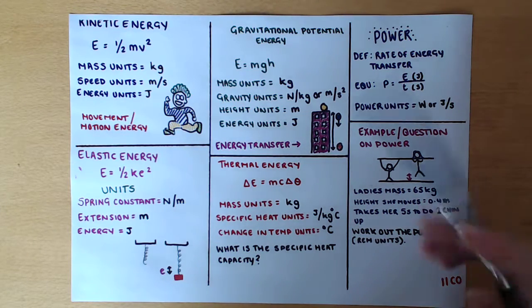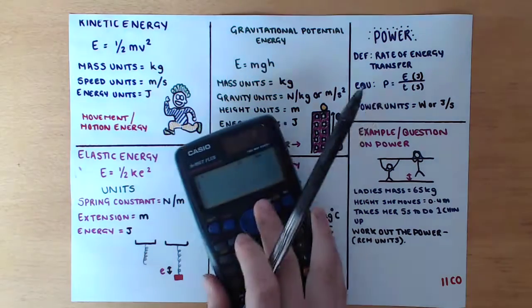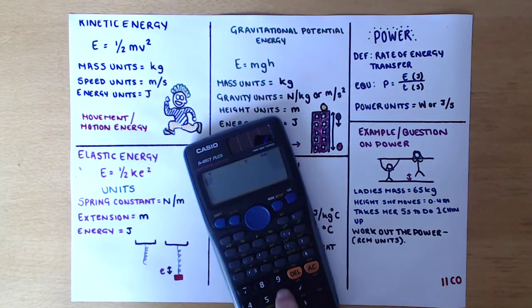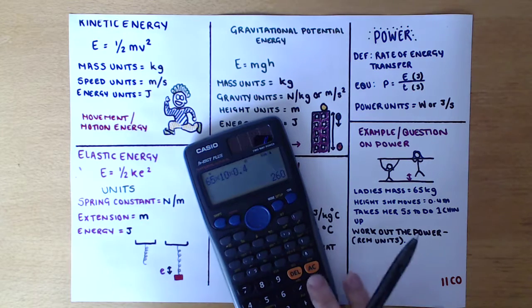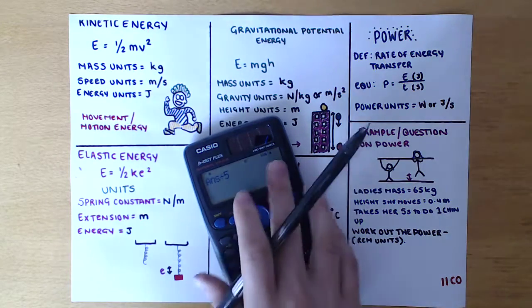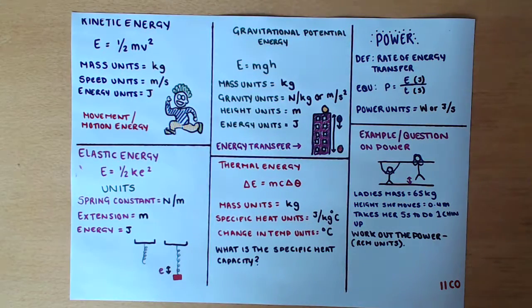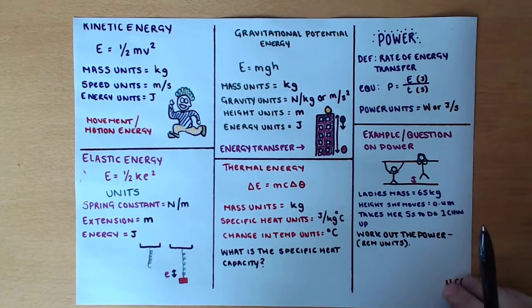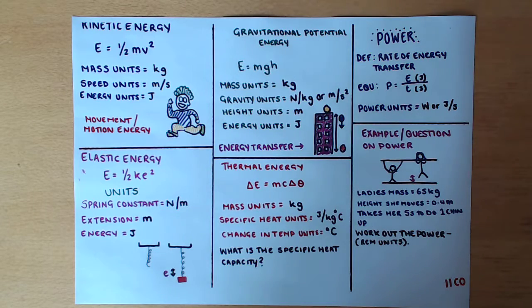So if we have 65 for the mass, so 65 times gravity multiplied by the height, 0.4, that should give us the energy transferred. So 260 is the energy transferred, divided by the time taken for the transfer, which is 5 seconds, and you should get 52 watts. So I want you guys to try it out. You'll be given this sheet to sort of remember and use it for revision if you want to. I've printed them all out in colour, so yeah.